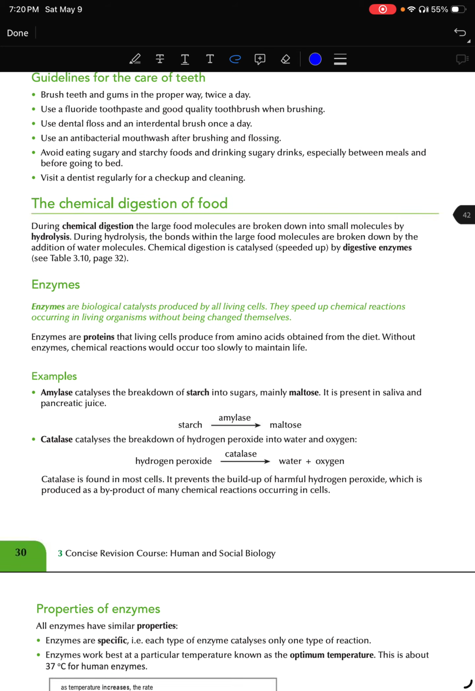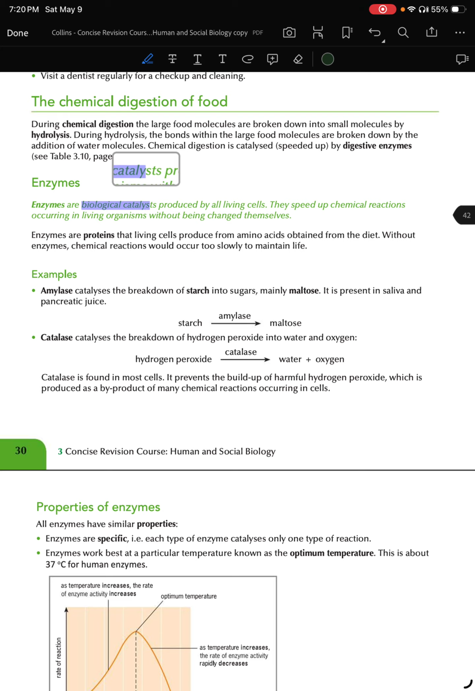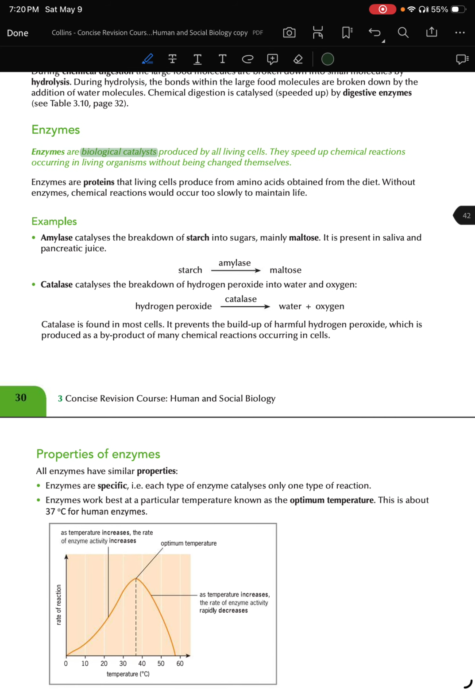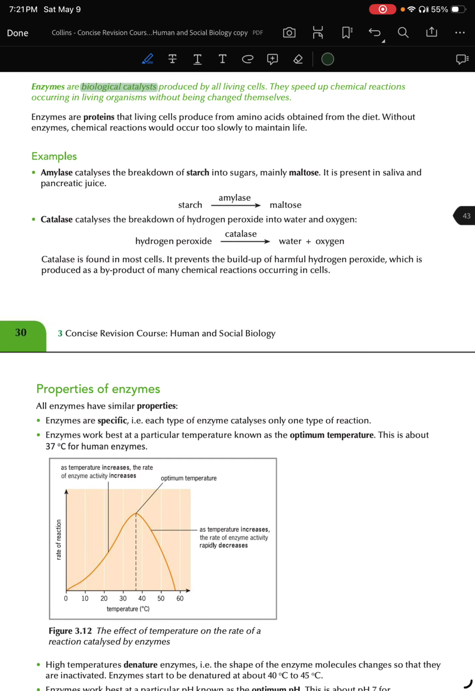So what is an enzyme? It is a catalyst. It's a biological catalyst, and it speeds up chemical reactions occurring in living organisms. Something that you need to be aware of as well is that there are properties of enzymes, meaning characteristics or traits or things that all enzymes have.